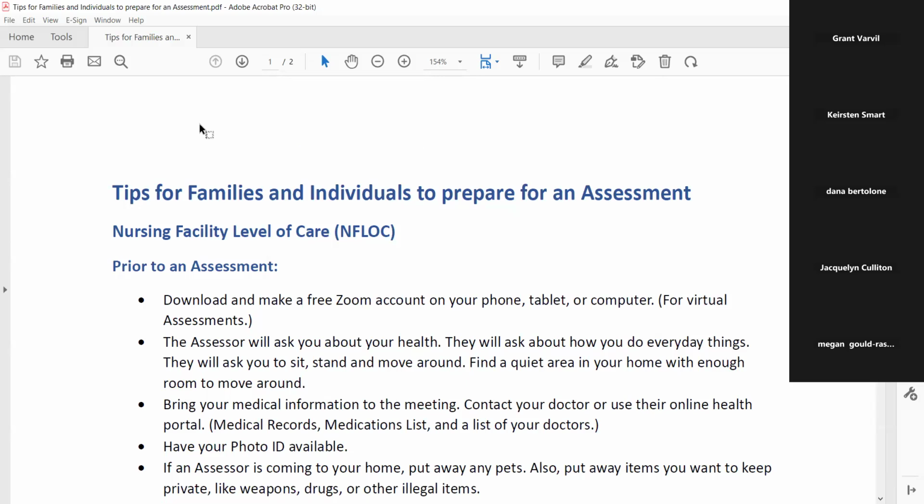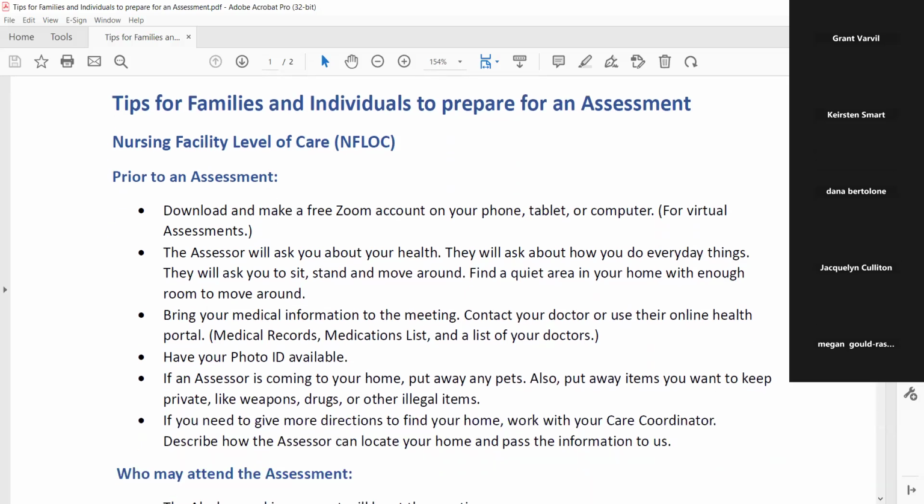Okay. Tips for families and individuals to prepare for an assessment for a nursing facility level of care, prior to an assessment. A person can download and make a free Zoom account on their phone, tablet, or computer for a virtual assessment. You can go by this to help people understand what it's like. It's in addition to our brochure that we have online, with just a little bit more detail about things.